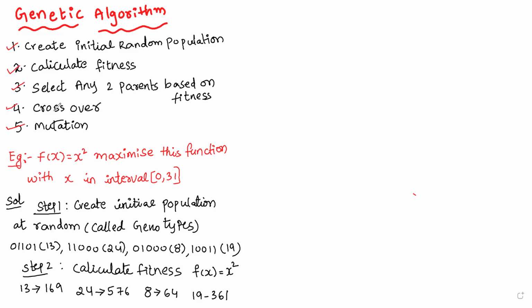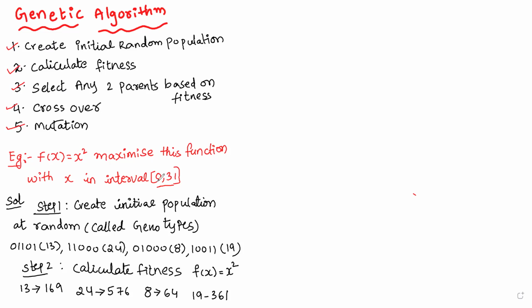In order to better understand the genetic algorithm, we'll go with one example. You can see on the screen, the example is f(x) = x². Maximize this function with x in the interval 0 to 31. So they have given the equation f(x) = x², and we need to maximize this function within the interval 0 to 31.